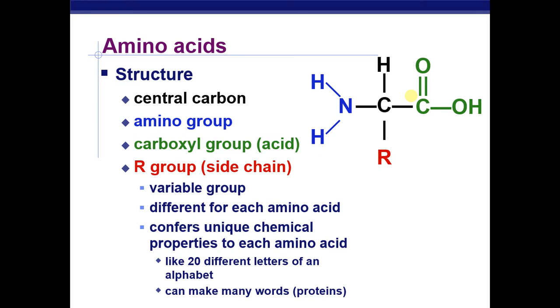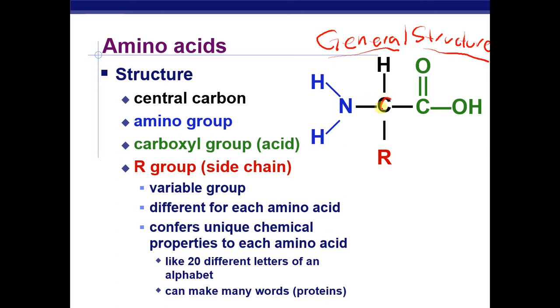So let's go all the way back. We took a big picture view, and now we go all the way back to amino acids, which are the building blocks. This little drawing on the right is the general structure of an amino acid. So remember, there are 20 of them. All 20 amino acids have these parts in common.